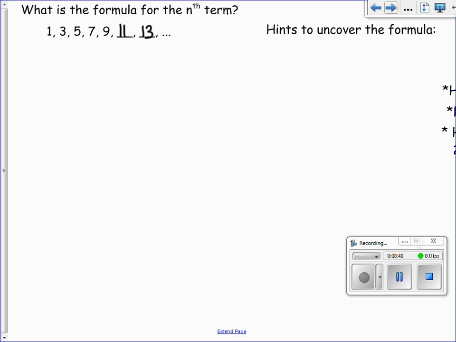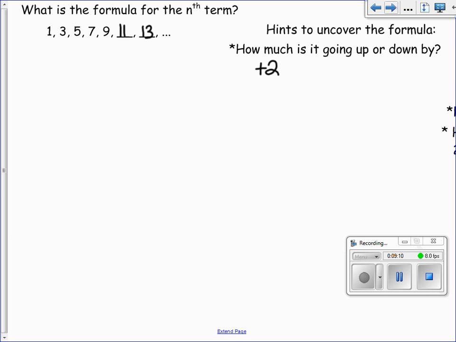First of all, what you should always ask yourself is how much is it going up or down by? How much is it going up or down by, Caitlin? 2. It's going up by 2. The last sequence went up by 2 also, right? All right. Those last numbers, 2, 4, 6, 8, in the first sequence on your paper, right?